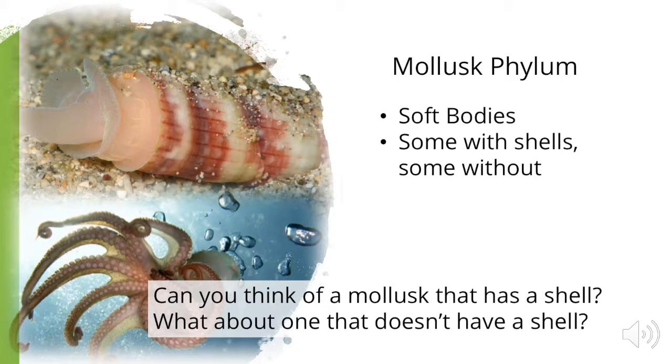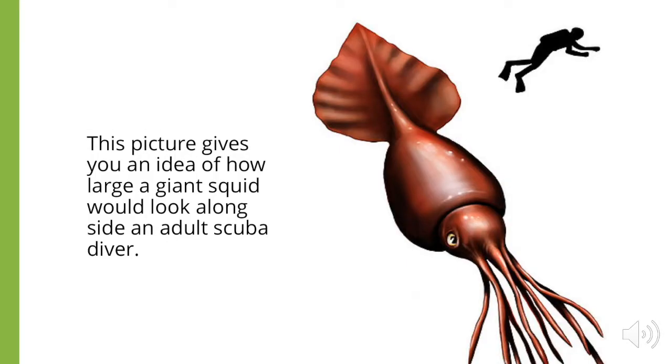So mollusks are invertebrate animals with soft bodies. Some have shells and some don't. Can you think of another mollusk that has a shell? I'm thinking of things like crabs and oysters and think of all the things, the shells that you find on the beach. Actually, I think then you'll probably think of some ideas there. What about ones that don't have a shell, like squids and octopus?